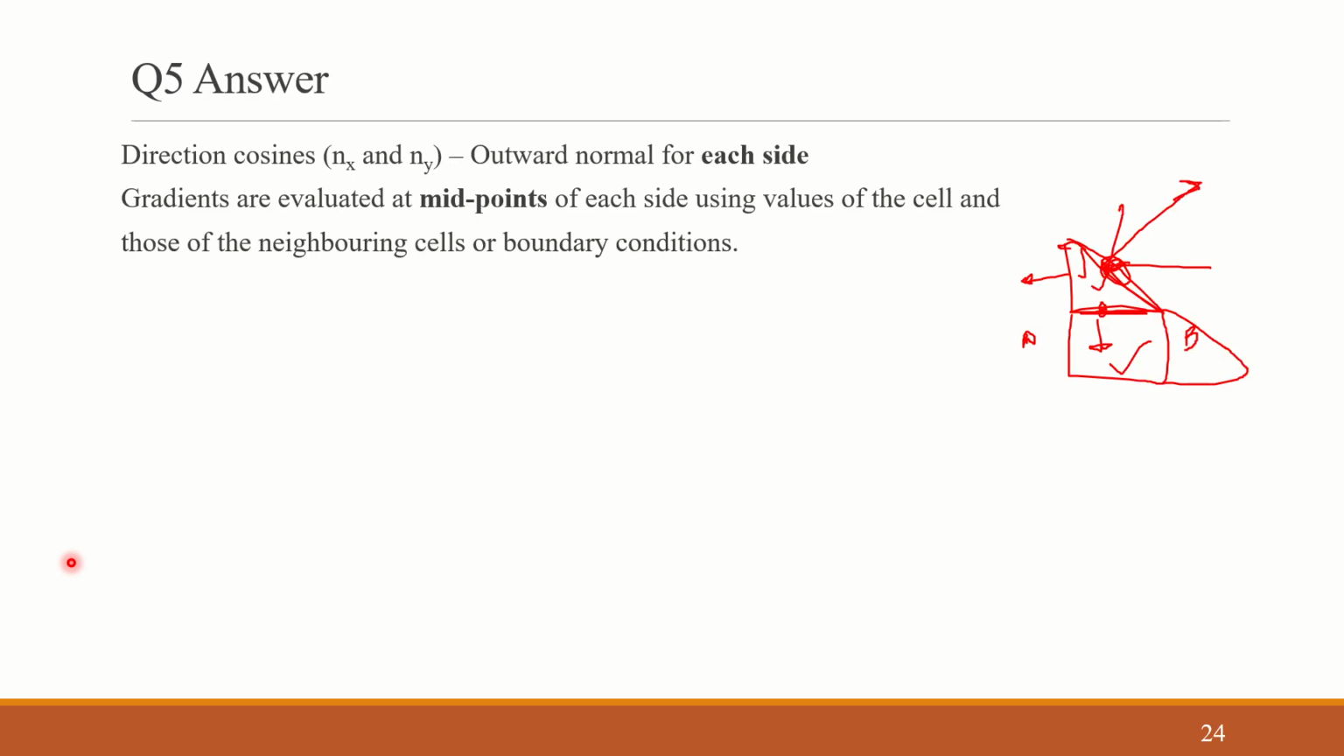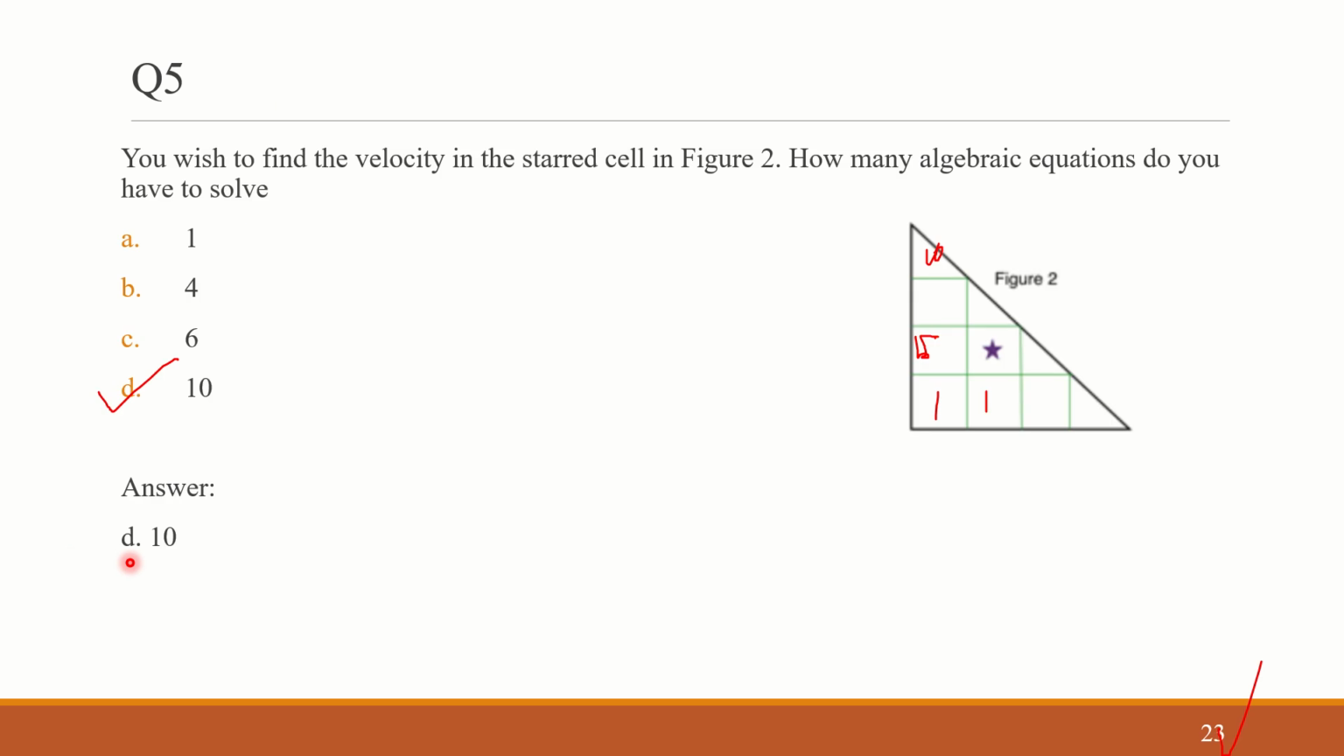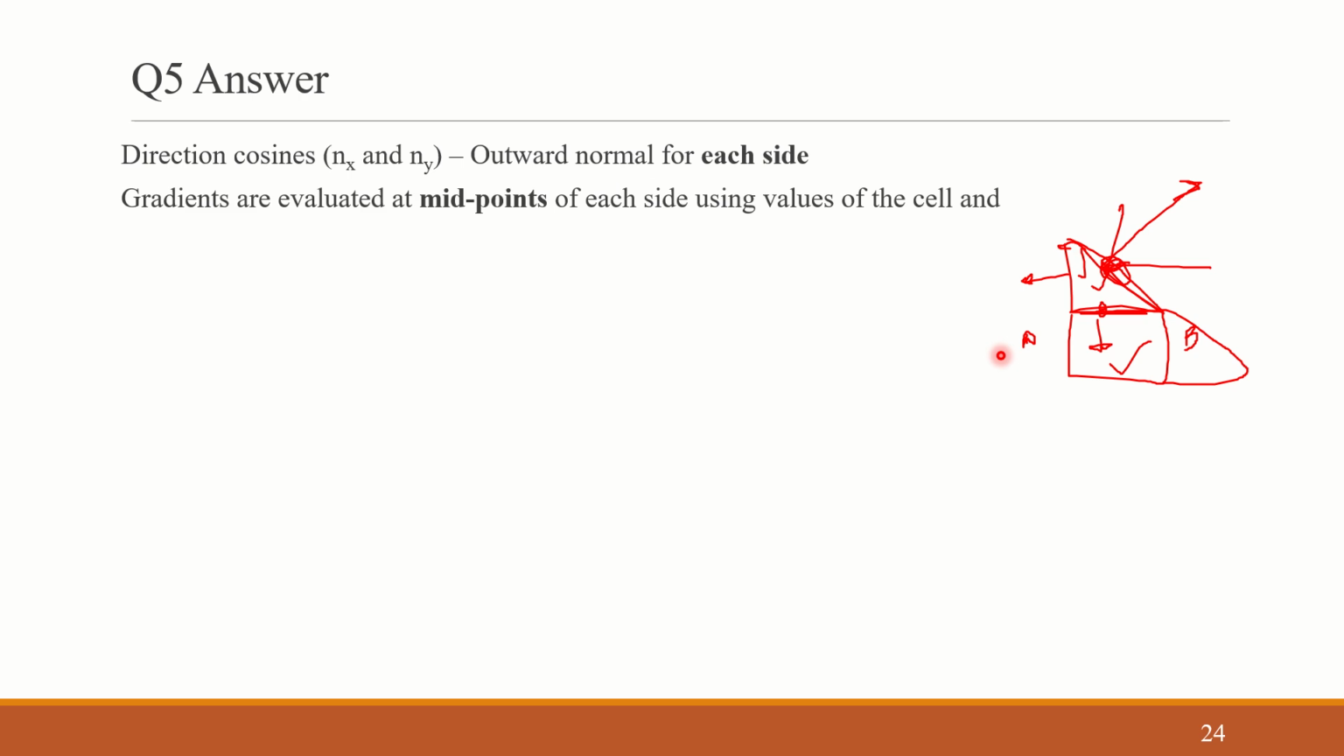If we go back to figure 2, the starred cell is this cell, and there are no boundary conditions on the sides of this particular cell. So the number of unknowns will be, in the x direction, two unknowns, one on this side and one on that side, and in the y direction, one above and one below, and one variable for this cell as well. So we have 5, I guess.